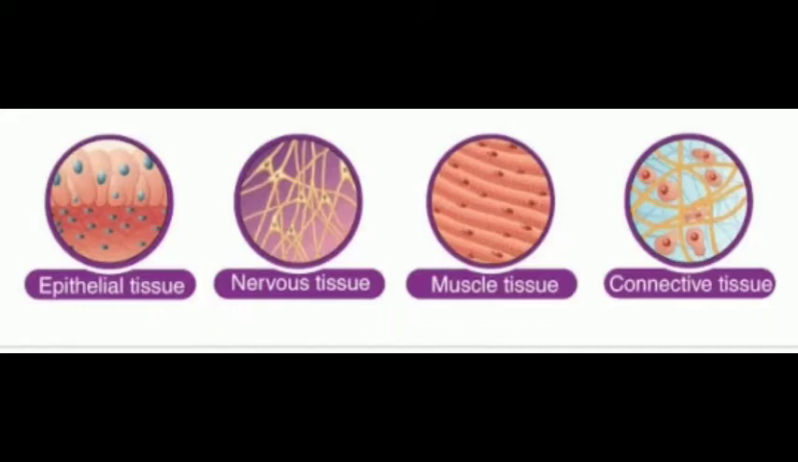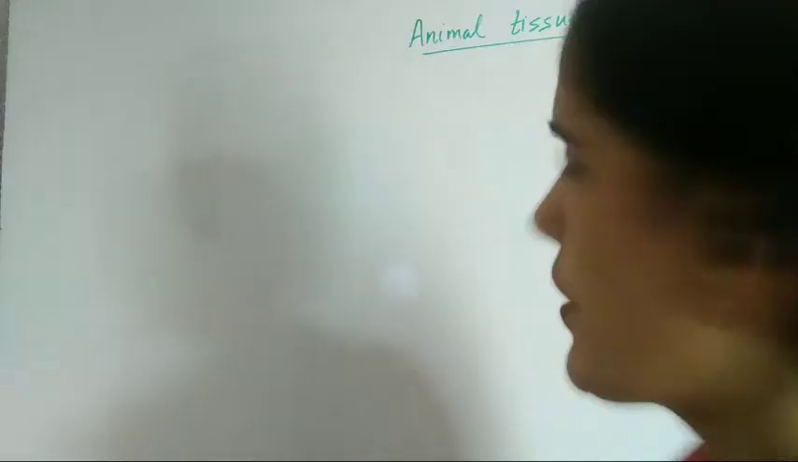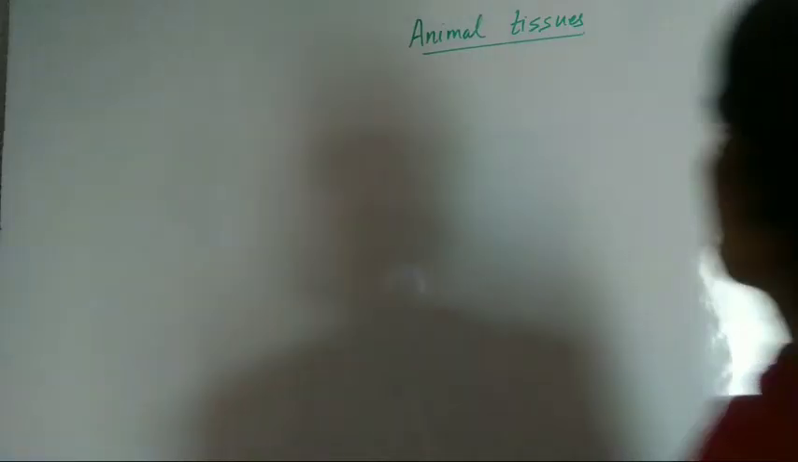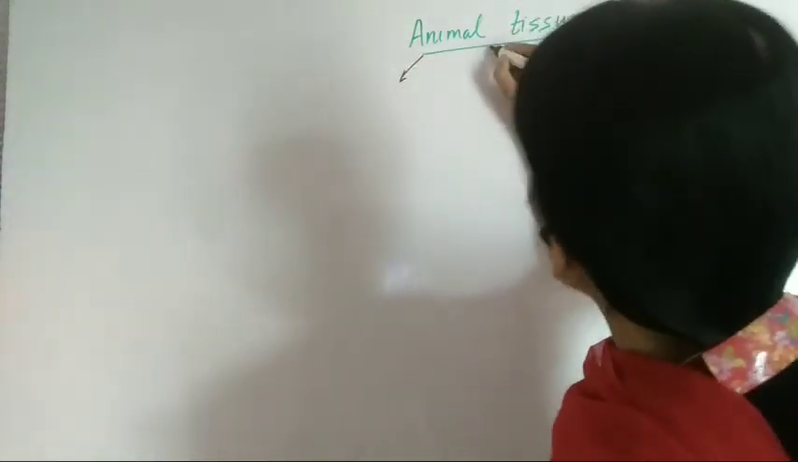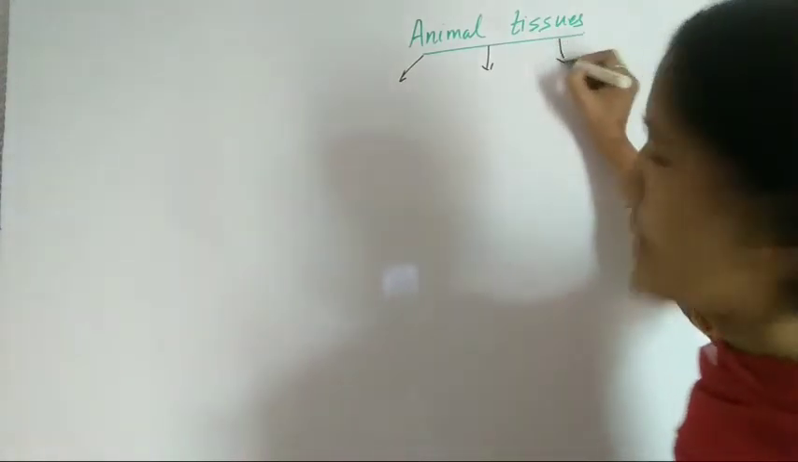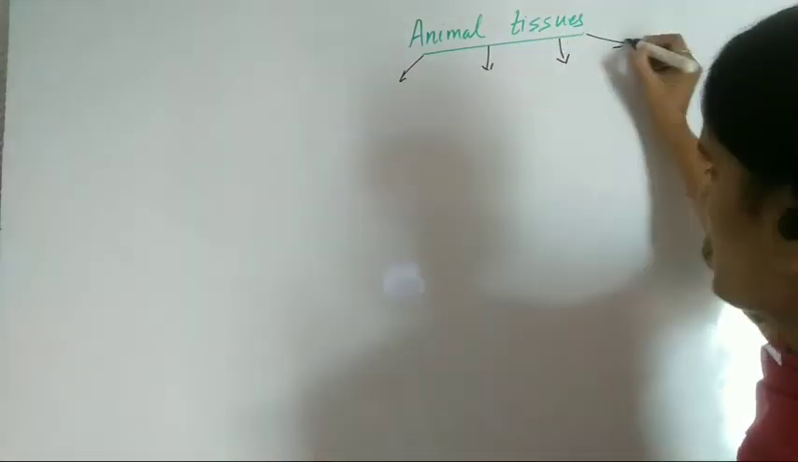In this session, we are going to discuss different types of animal tissue in short, and their function along with the diagram. We have studied animal tissue. Say, in animal tissue, mainly we have done 4 types of tissues.